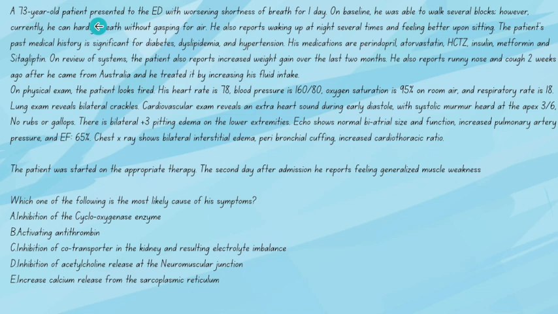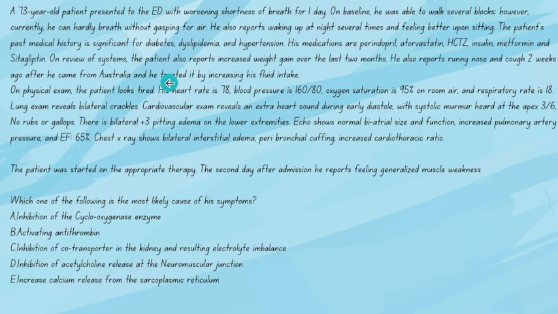73-year-old patient presented with ED after worsening shortness of breath for 1 day. On baseline, he was able to walk several blocks. However, he currently can hardly walk without gasping for air. He also reports waking up at night several times and feeling better upon sitting. The patient's past medical history is significant for diabetes, dyslipidemia, and hypertension. His medications are perindopril, atorvastatin, hydrochlorothiazide, insulin, metformin, and sitagliptin. On review of his systems, the patient also reports increased weight gain over the last 2 months. He also reports a runny nose and cough for 2 weeks, 2 weeks ago, after he came from Australia, and he treated it by increasing his fluid intake.